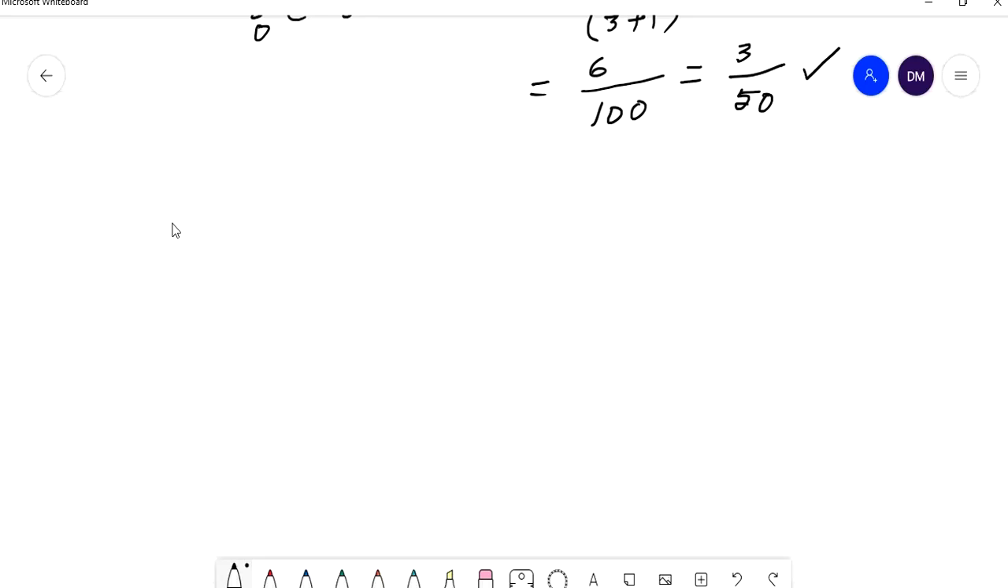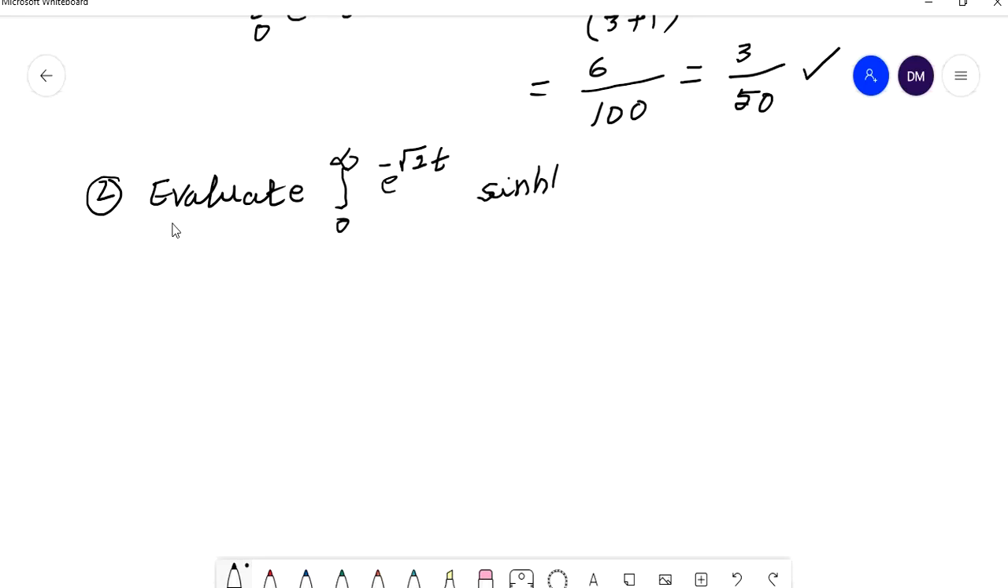Now the second problem is, evaluate the integral from 0 to infinity of e^(-√2 t) sinh t sin t / t dt. Now we have to evaluate this integral.